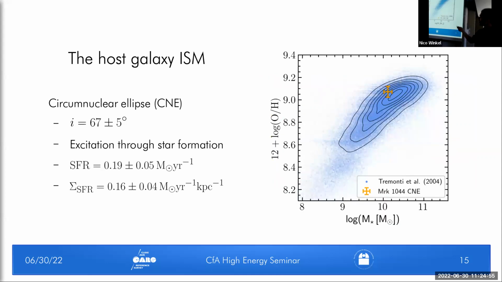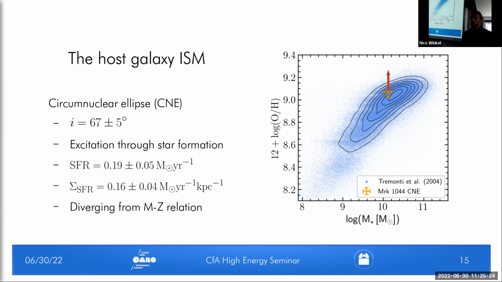And if we integrate this and compare the gas phase metallicity with the overall population of star-forming galaxies, we can see that Maclaurin 1044 deviates from the relation by about 1 dex, sits on top of the relation, so it's metal richer there. And if we assume that the star formation will just continue as it does at present day, the galaxy will continue to diverge from the relation.